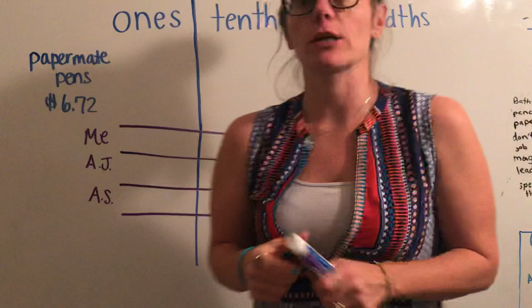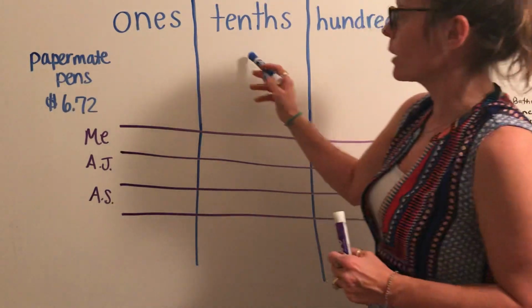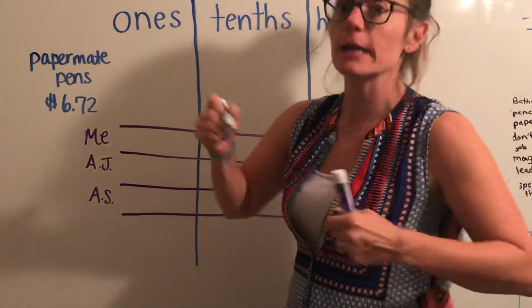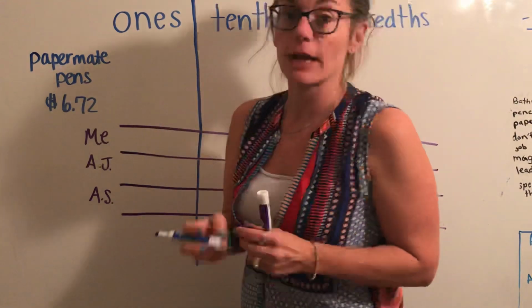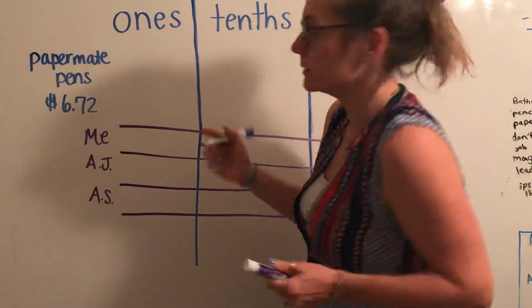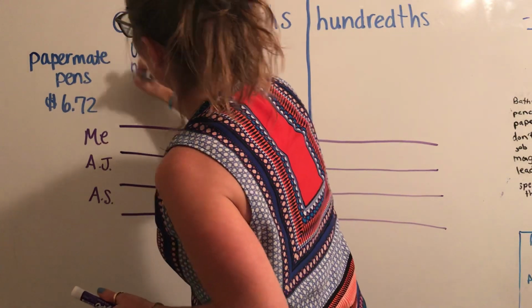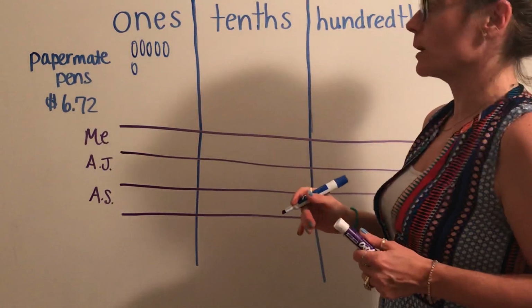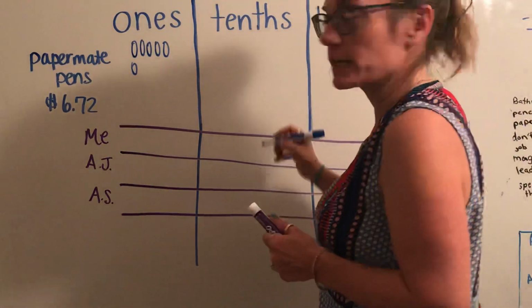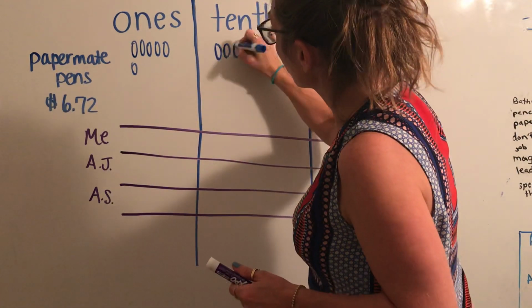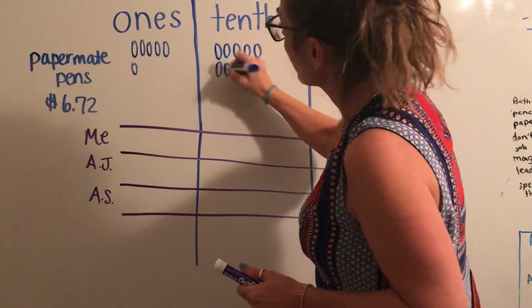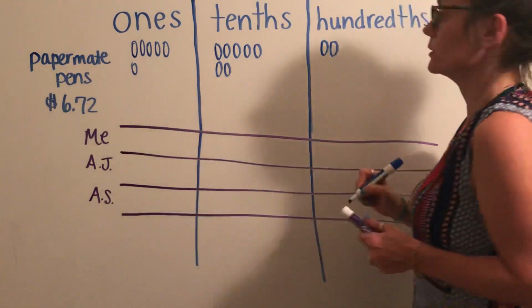Okay, the next thing that I'm going to do is draw what I have that I'm going to need to divide at the top of my chart. So I know that I have $6 or 6 ones. I'm going to represent that using my circles. I have $6 or 6 ones. I have 7/10 or 70 cents. And I have 2 hundredths.